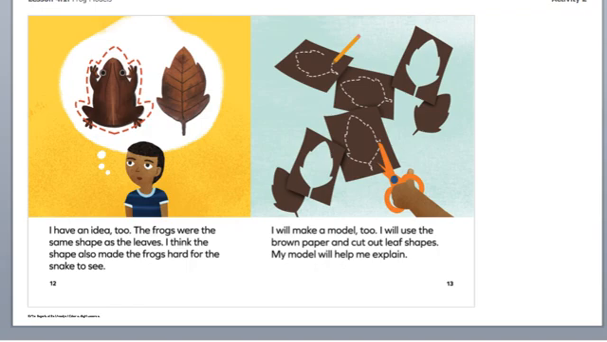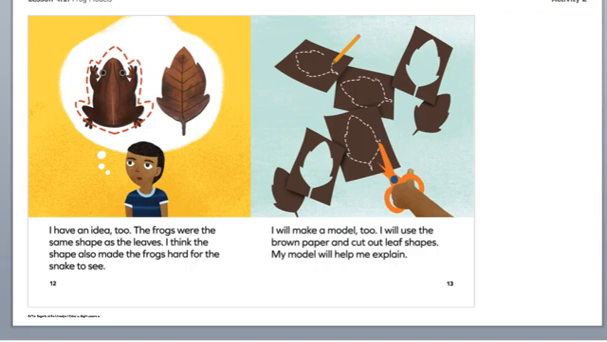Now Juan says, I have an idea too. The frogs were the same shape as the leaves. I think the shape also made the frogs hard for the snake to see. I will make a model too. I will use the brown paper and cut out leaf shapes. My model will help me explain.